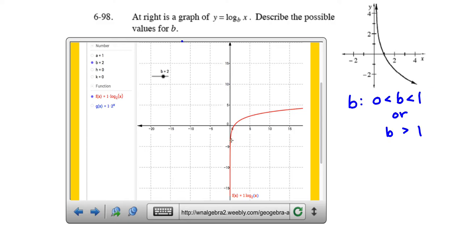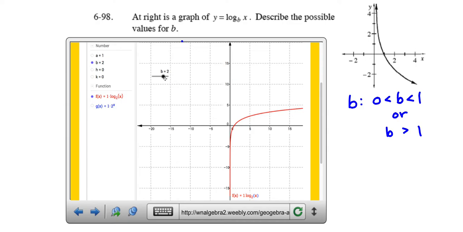Right now b is 2 on this graph. Our base is 2. You see f of x equals 1 times log base 2 of x. That does not look like our graph. This one is increasing as x grows, so the outputs are increasing. The one in our problem, as x grows to the right, is actually decreasing in value.